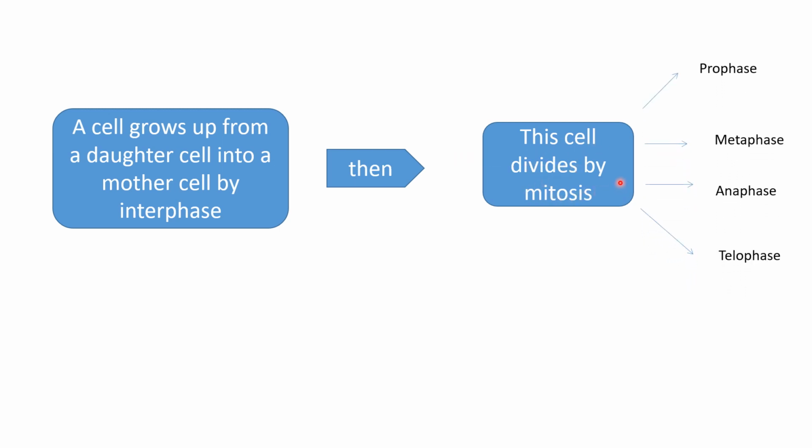That, if you remember, consists of 4 phases: prophase, metaphase, anaphase, telophase. So, interphase plus mitosis, they make one cell cycle. Let's take an example of mitosis of an animal cell to do a recap together.